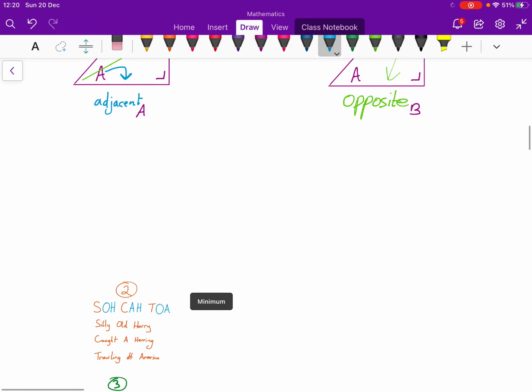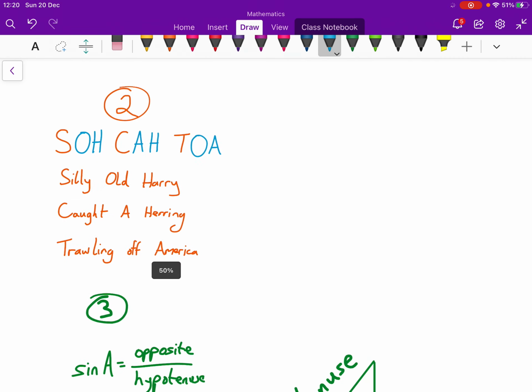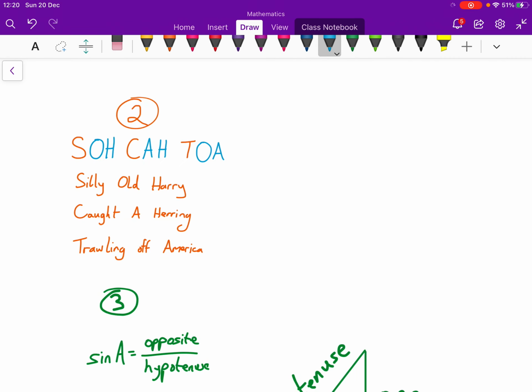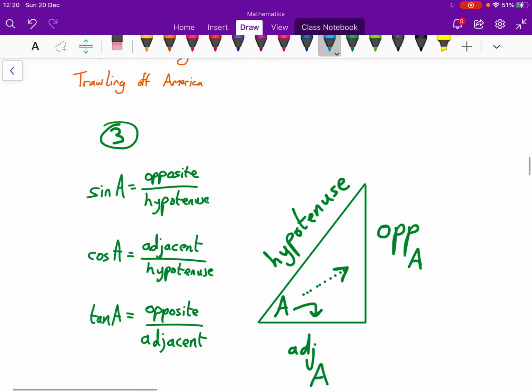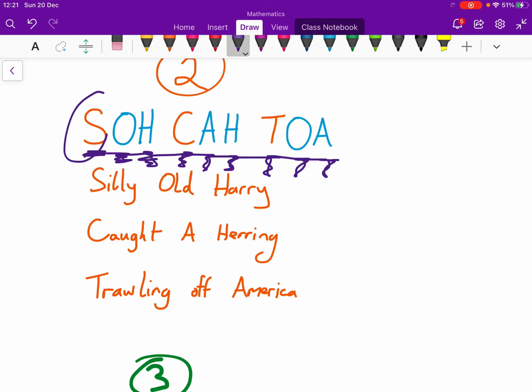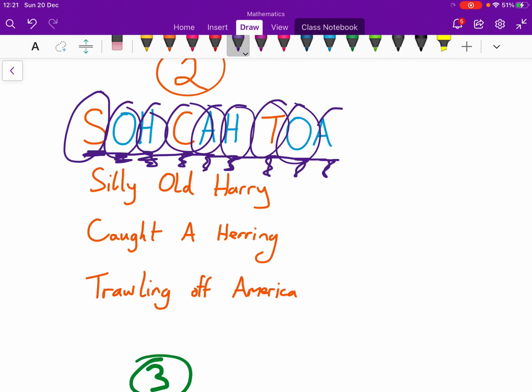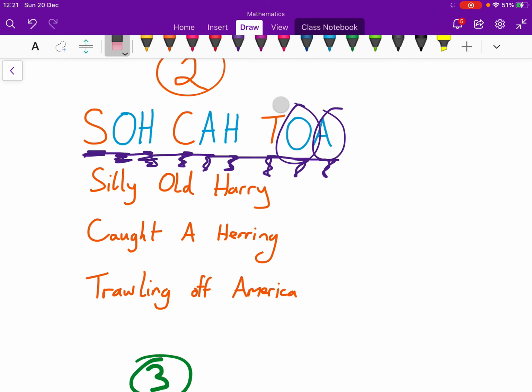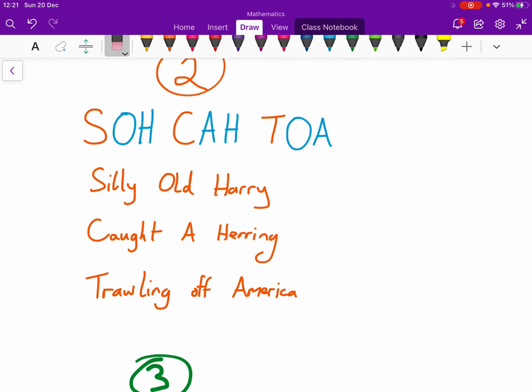So not so bad. Let's move on to the second learning intention here, which was to have some sort of rhyme or way of remembering the definitions. The definitions are down here. We'll come to them in a second. So we just need a rhyme to help us remember them. So we have: silly old Harry caught a herring trawling off America. This is sine is equal to opposite over hypotenuse, cos is equal to adjacent over hypotenuse, and tan is equal to opposite over adjacent. So we have a way of remembering our definitions that we're going to come to.